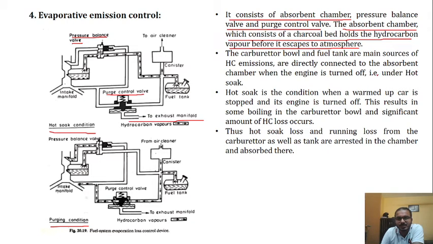Now the main sources of hydrocarbon emissions. The main sources of hydrocarbon emissions are the carburetor bowl, that is over here, and the fuel tank, that is over here. These are directly connected to the absorbent chamber when the engine is turned off, that is under the hot soak.